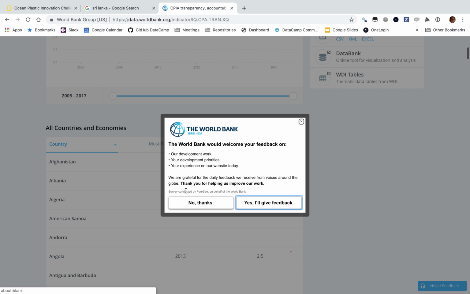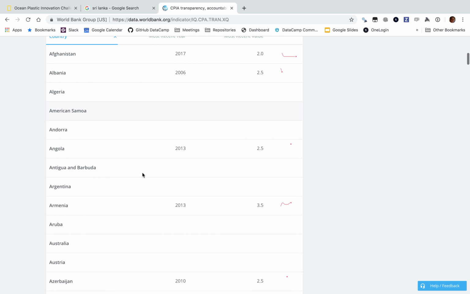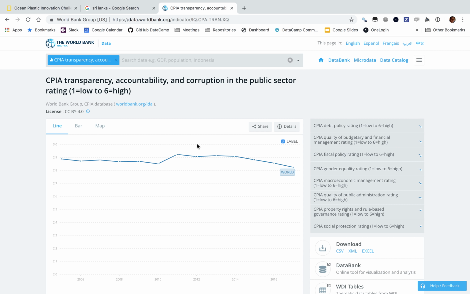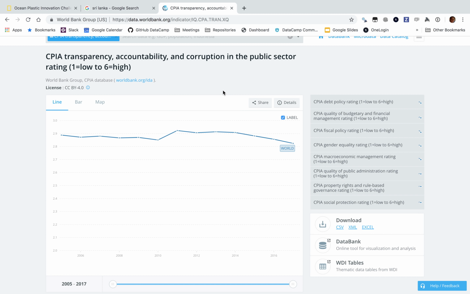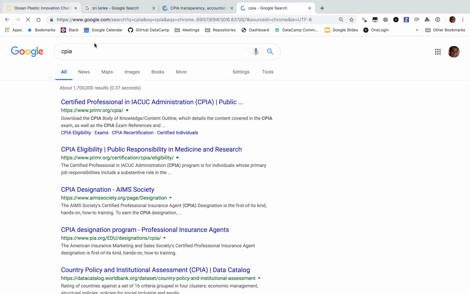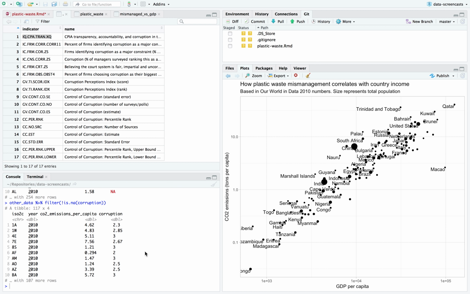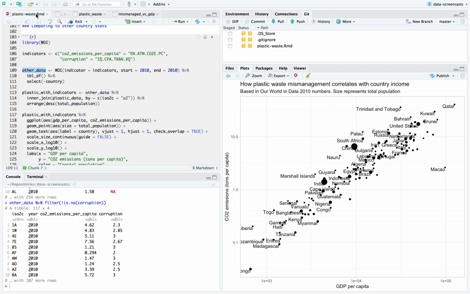One is low. Yes, okay. So this is a solid, I think, choice. What is CPIA? Okay. Certified Professional Insurance. Country Policy and Institutional Assessment. All right. So this is a measure of the trust in the public institutions. All right. So that's, I think, a solid direction we might go. Remember, I'm not a social scientist.